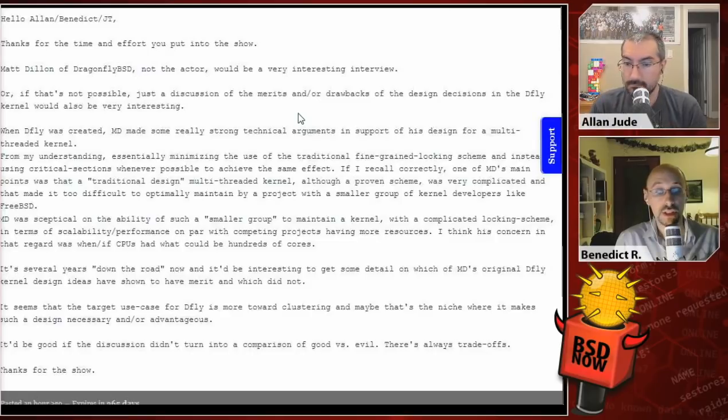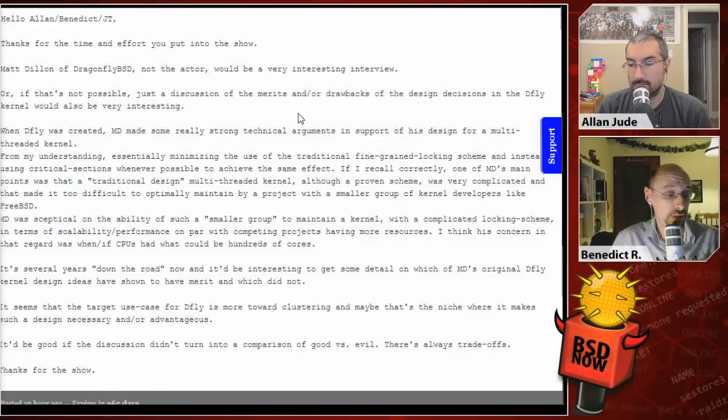I think his concern is in that regard that if CPUs had what could be hundreds of cores, which we have on the horizon at least. It's several years down the road now, and it'll be interesting to get some detail on which of MD's original DragonFly kernel design ideas have shown to have merit and which did not. Yeah, as Alan said. It seems that the target use case for DragonFly is more toward clustering, and maybe that's the niche where it makes such a design necessary or advantageous.